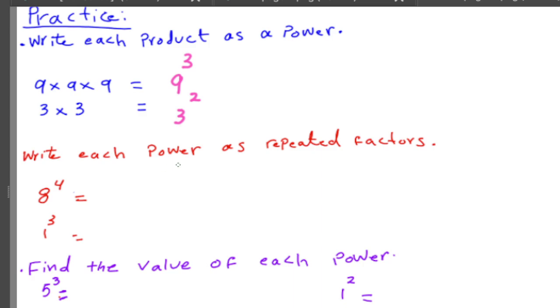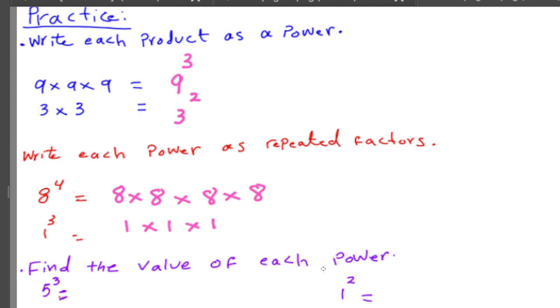Next, write each power as a repeated factor. So here I can write this as 8 times 8 times 8 times 8. 1 can be written as 1 times 1 times 1.